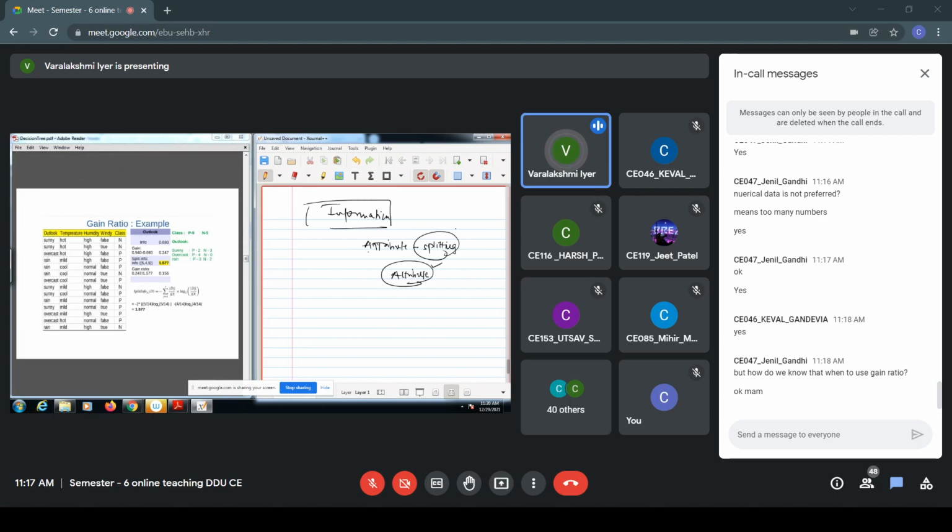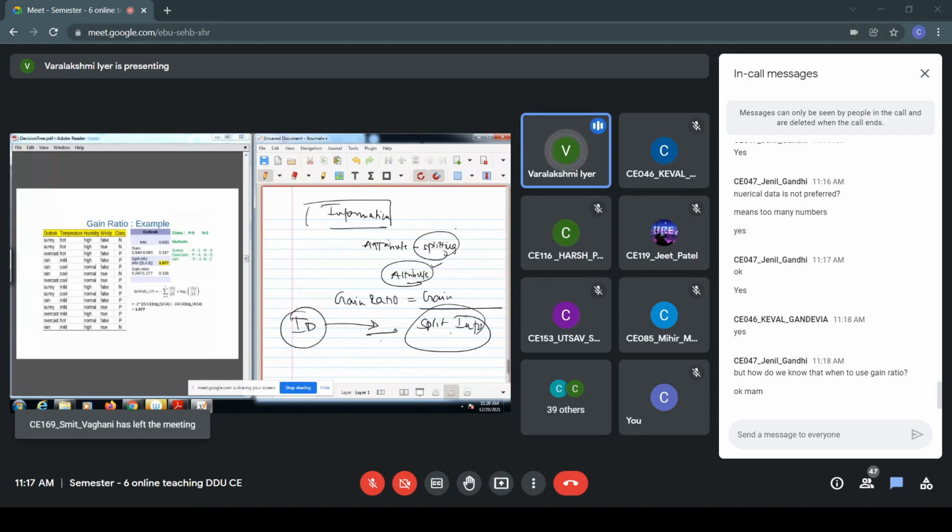So ultimately the gain ratio formula is the information gain upon the splitting info. If we are choosing id, the splitting information will be very high, so that attribute will not be chosen, since we have to choose an attribute which has a higher gain ratio. That means if the split information is lower, that attribute will be chosen. Is it clear to everyone?